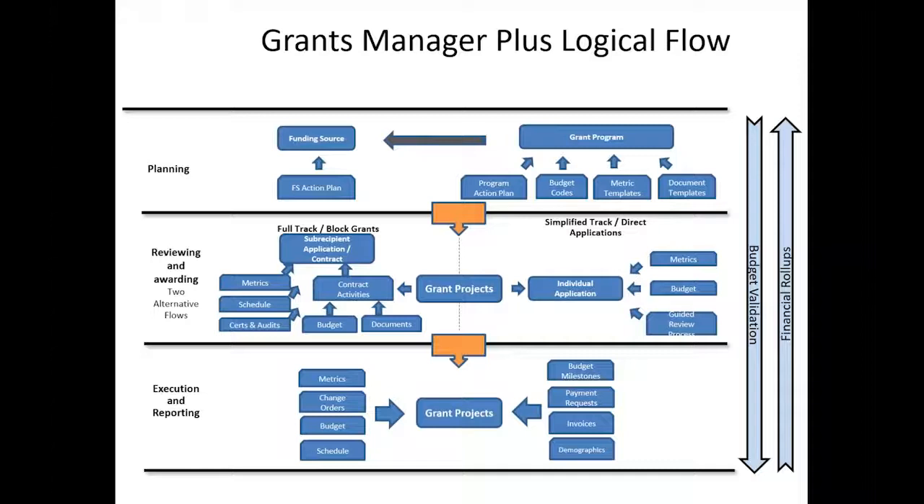We just released a new version of Grants Manager Plus, and we've made it easier to map to two different types of grants. This logical flow shows on the right-hand side what I'm going to call the simplified track, and on the left-hand side, the full track block grants. And the difference is that in the simple track, we have the model of a grantor interacting directly with the grantee. And that grantee spends the money, reports on the money, receives payments.